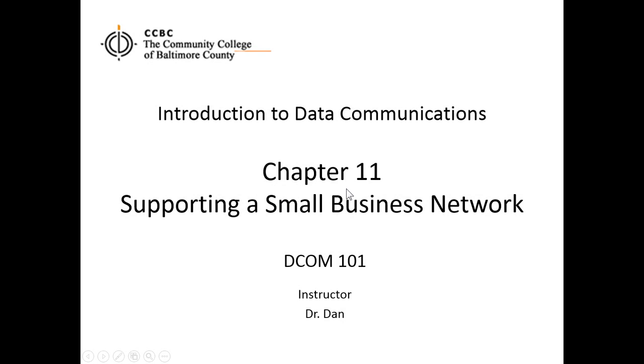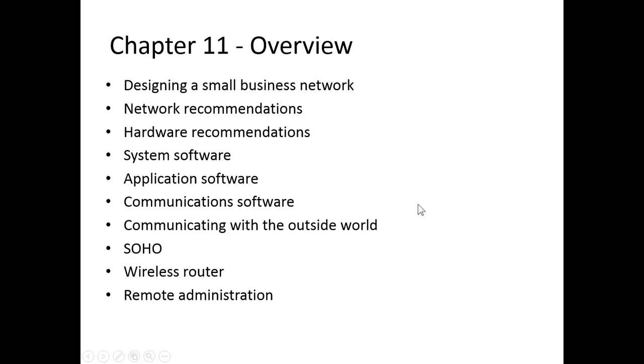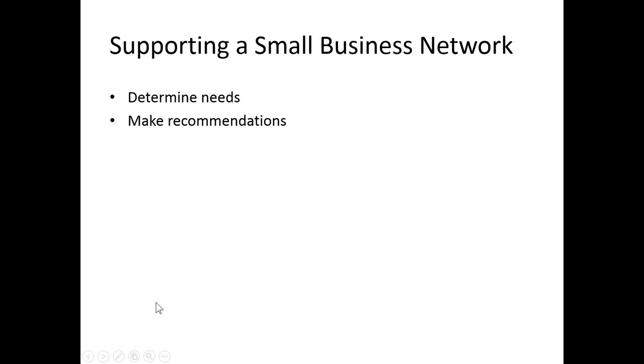Let's get started on Chapter 11, Supporting a Small Business Network. In this chapter, we will look at designing a small business network, network recommendations, hardware recommendations, system software, application software, communication software, communicating with the outside world, SOHO, small office, home office, wireless router, and remote administration.